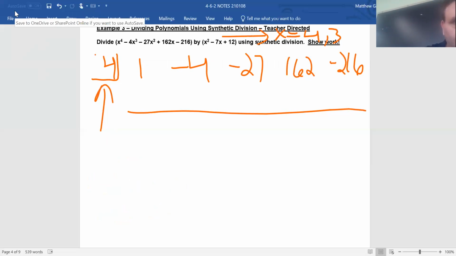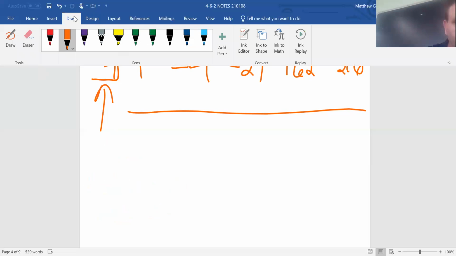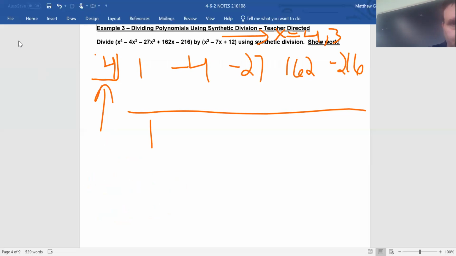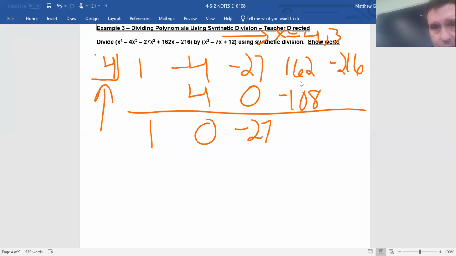So we start with the 1. The process is easy. So 4, 0, 0, negative 27. Now the numbers get a little bit big. Negative 27 times 4 is negative 108. Negative 108 plus 162 is positive 54. Here's the beauty here: 54 times 4 is 216. So it comes out to 0. So you've decomposed this down to a third degree polynomial, x cubed minus 27x plus 54.